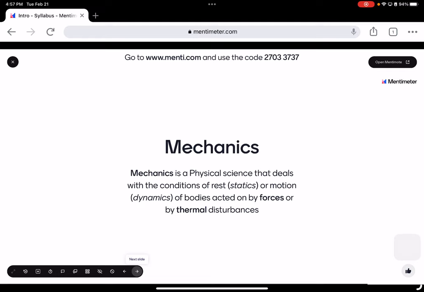And it feels weird when I'm using this. So for statics and dynamics, bodies are acted on by force or thermal effects, but mostly by force. If you look at the course, okay.